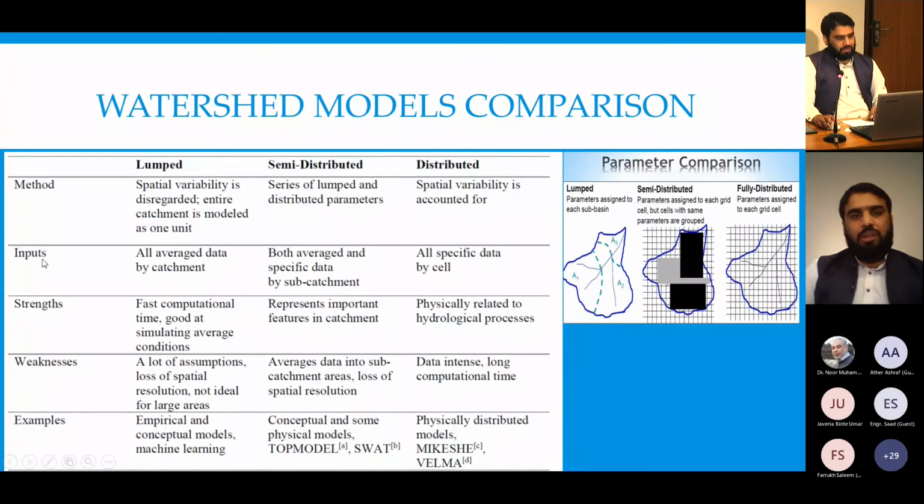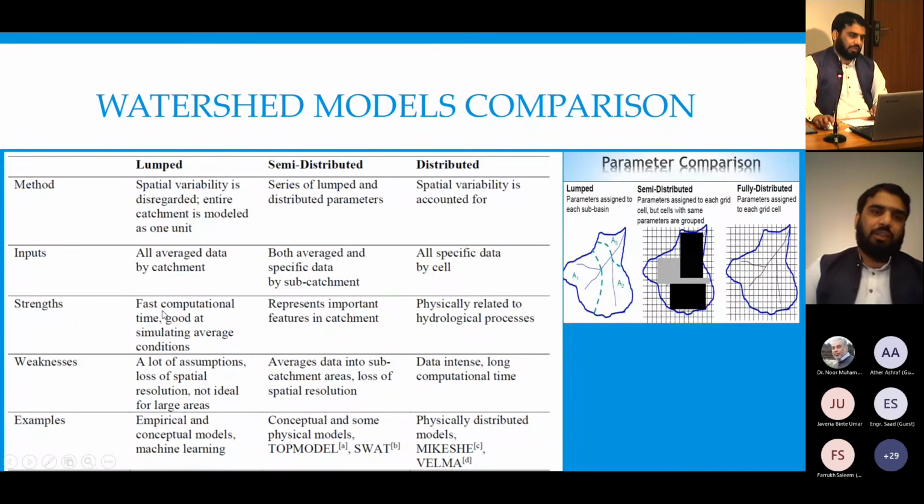As input in a lumped model, you have only average data of the catchment because the entire catchment is considered as one unit, whereas the semi-distributed, as we discussed, is the combination of lumped and distributed. So you have to put both average and specific data of the catchment. It means you have to put unit average data of the combined cells, and even single cells also. In distributed, you have to perform all the hydrological processes at every single step.